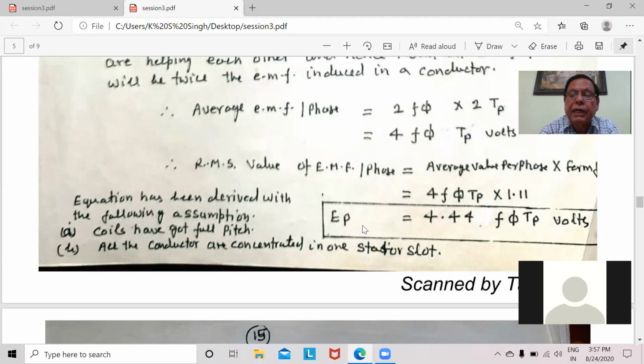Now we come to this, the EMF induced per phase of a synchronous generator. This expression is very useful in solving problems. This expression is derived by assuming that the coil is full pitch and all the conductors are concentrated on one side.